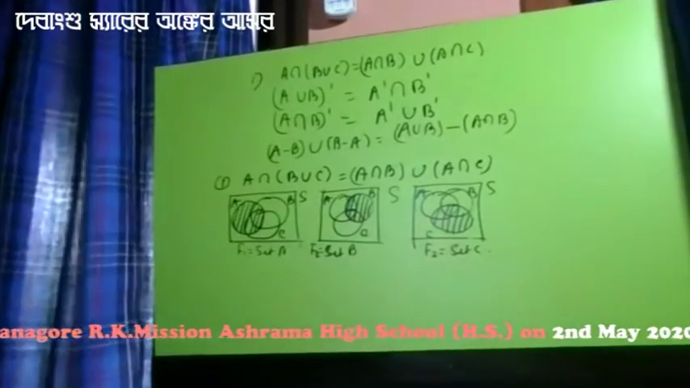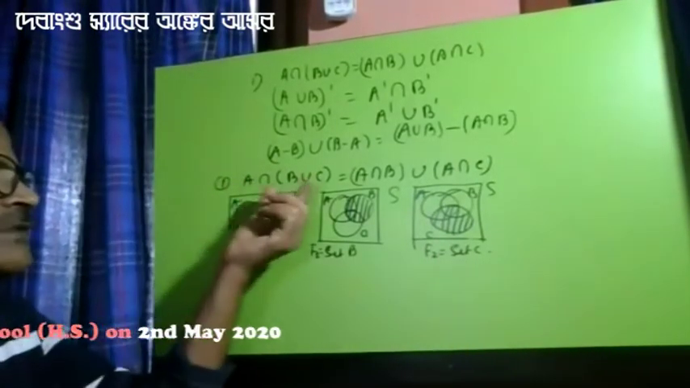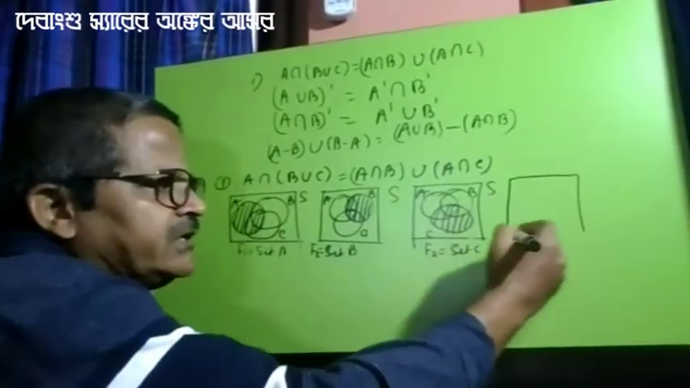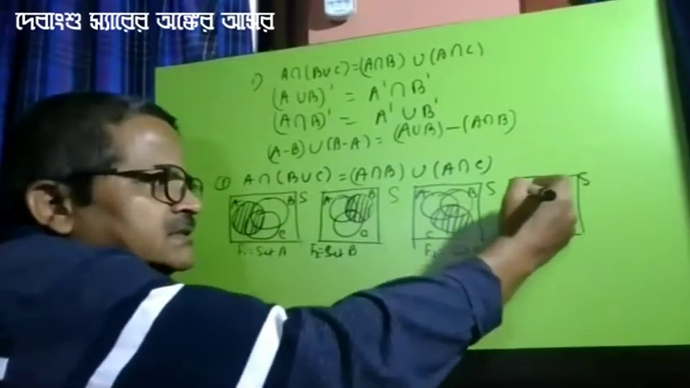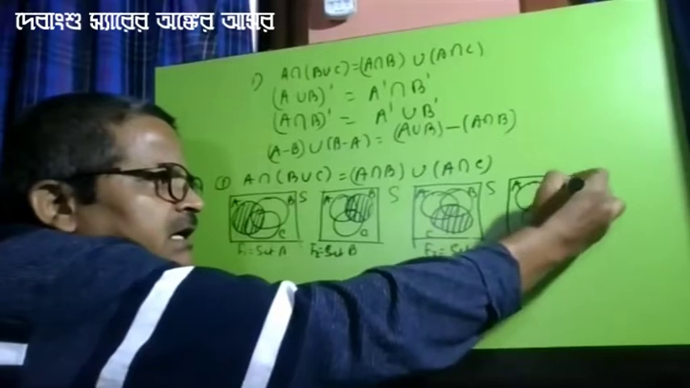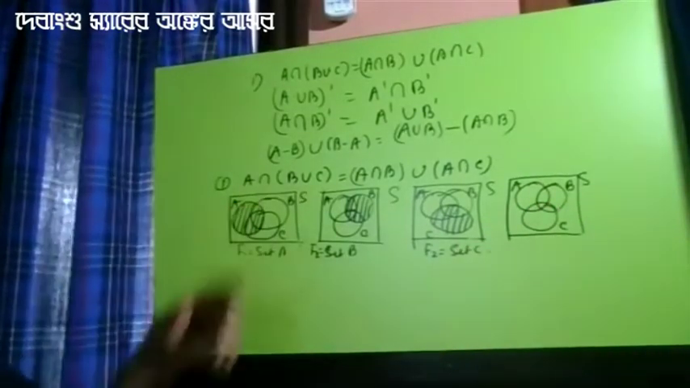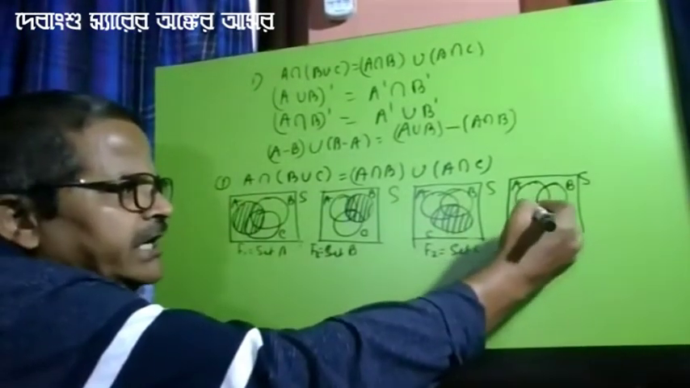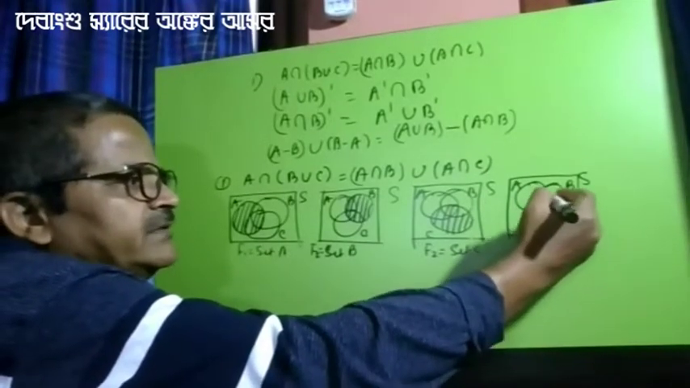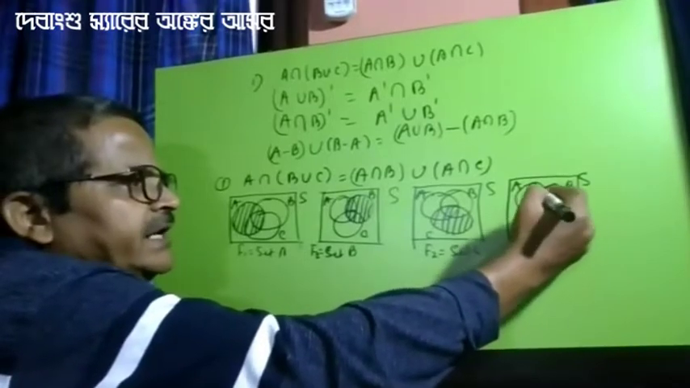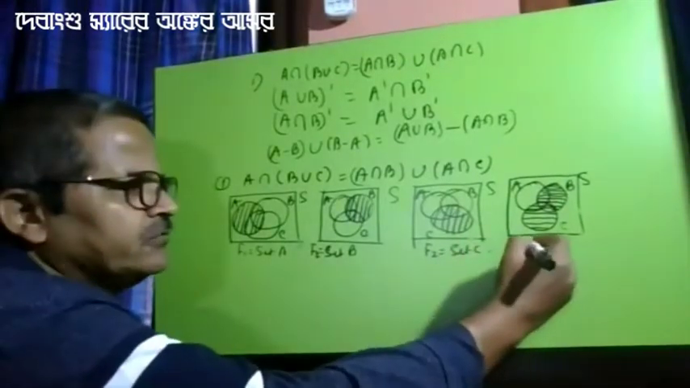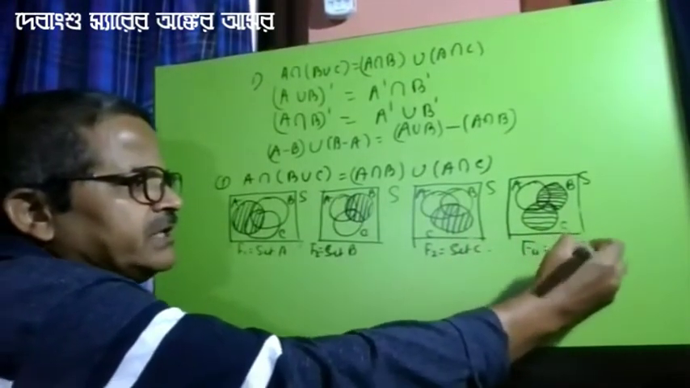Set C. Now to construct this, first I have to construct B union C. Freehand drawing is enough. No scale or compass required. Only freehand diagrams are enough. Now B union C. As we know, B union C is this portion, the portion within C and B, entire C and entire B. This is F4, equal to B union C.